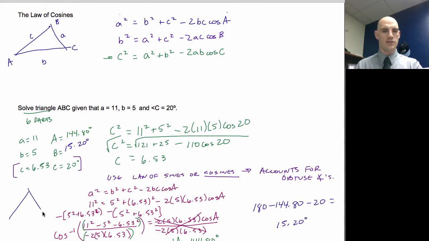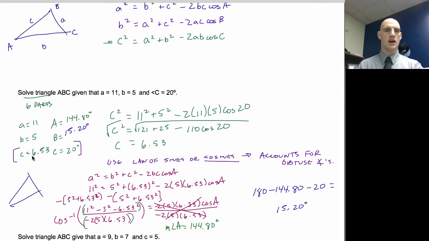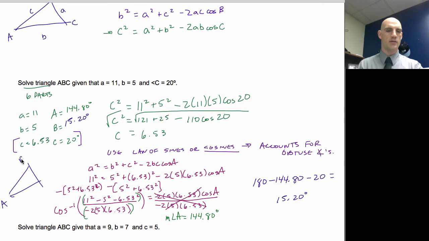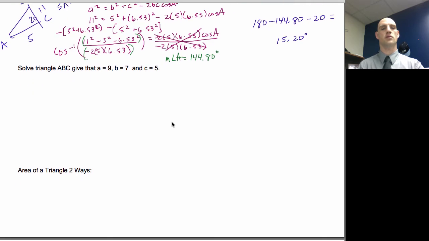If we drew this picture, just to check it out, we would see A, B, C. So opposite of A would be 11, opposite of B would be 5, and C would be 20. This is the side angle side case. So we can definitely use this in the side angle side case, but also we can use it in the side side side case, which is what this next one involves.